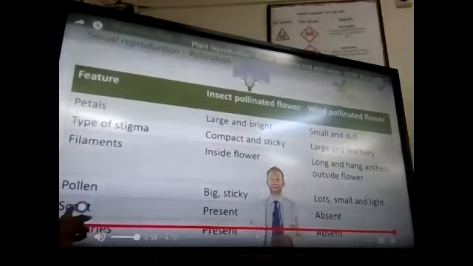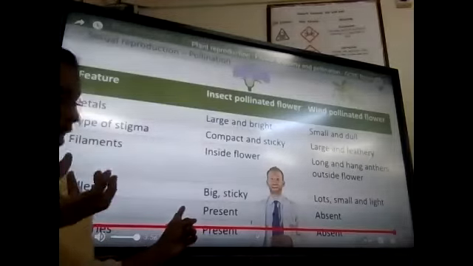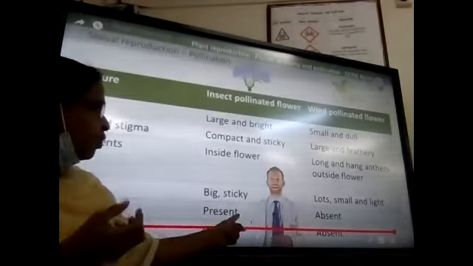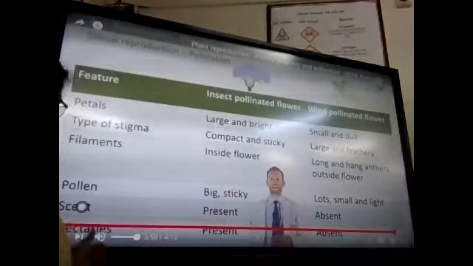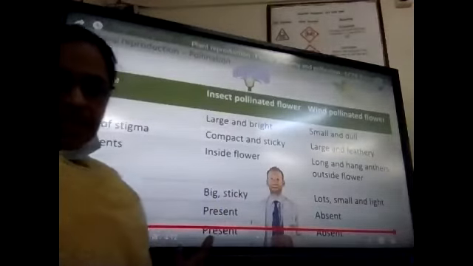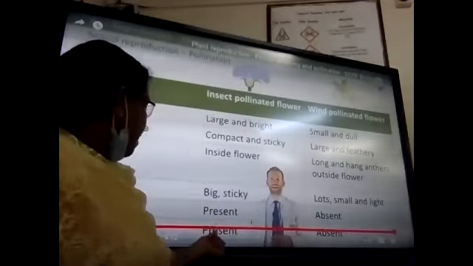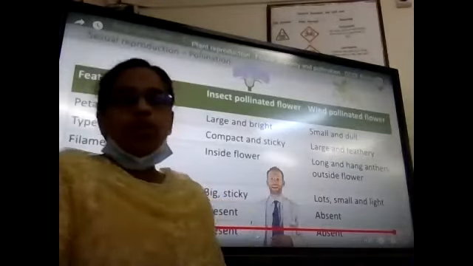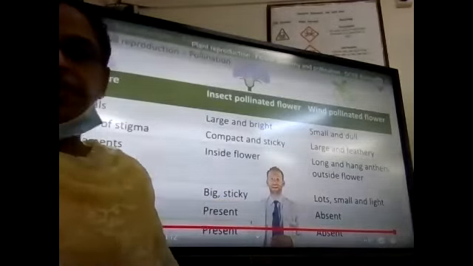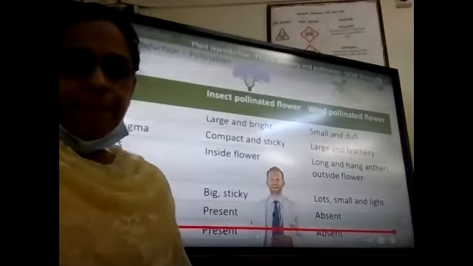And then you can see the scent. Scent means the sweet smell. It is present in insect pollinated flowers, absent in wind pollinated flowers. And the nectaries, meaning honey, the nectary gland, are present in insect pollinated and absent in wind pollinated. So is it clear?